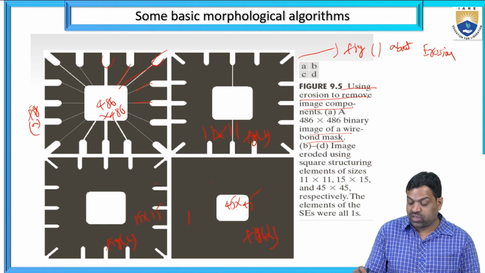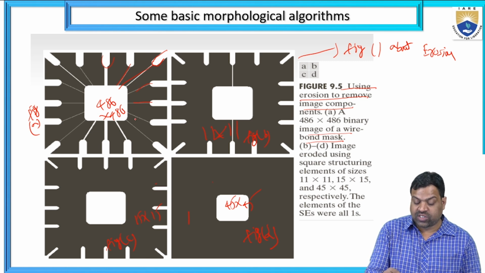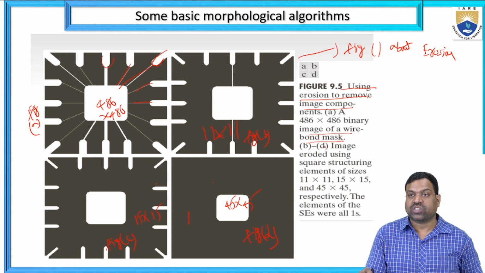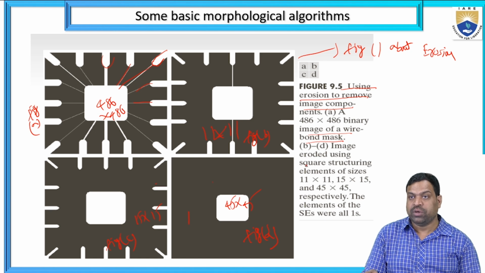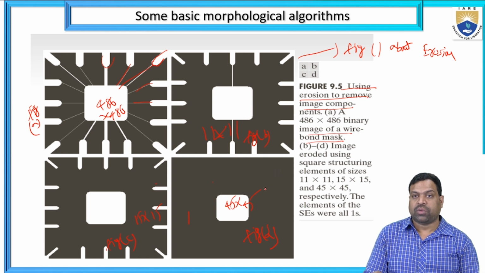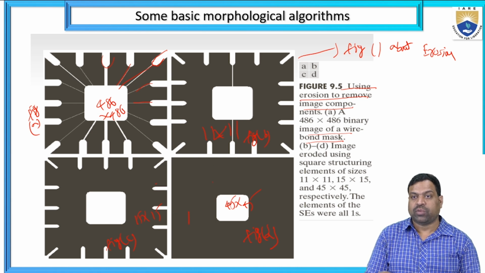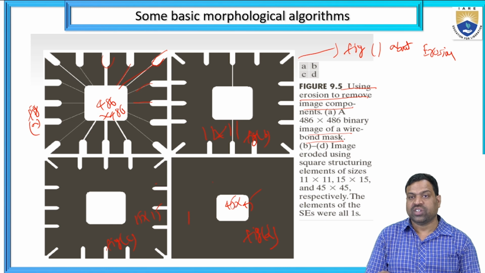Here also we are using erosion to remove the image components. A, 486 by 486, is the original image, but in B, C, D we are reducing the wire bond mask. That is, the image is eroded using elements of size 11 by 11, 15 by 15 and 45 by 45. We are applying the mask to the original image with an 11 by 11 mask, a 15 by 15 mask and a 45 by 45 mask.